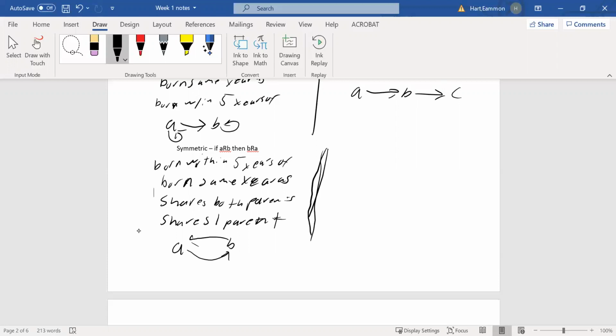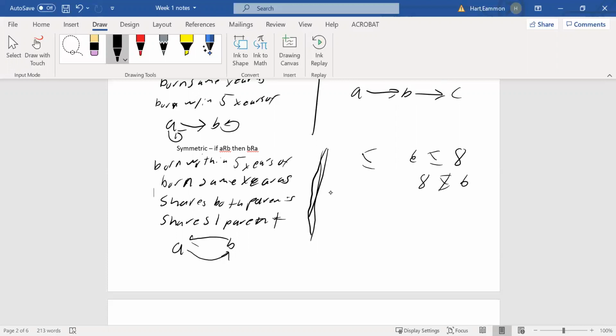And then symmetric. So a non-symmetric relation would be less than or equal to, because if 6 is less than or equal to 8, then 8 is not less than or equal to 6. So that's a pretty clearly non-symmetric example.